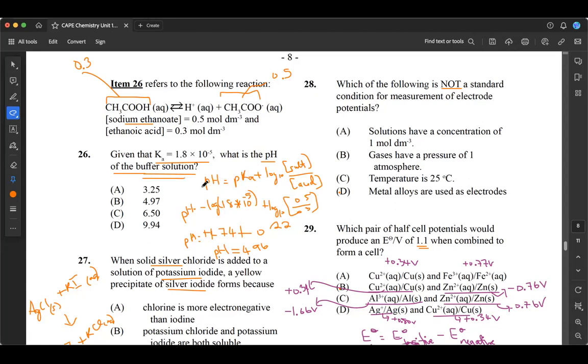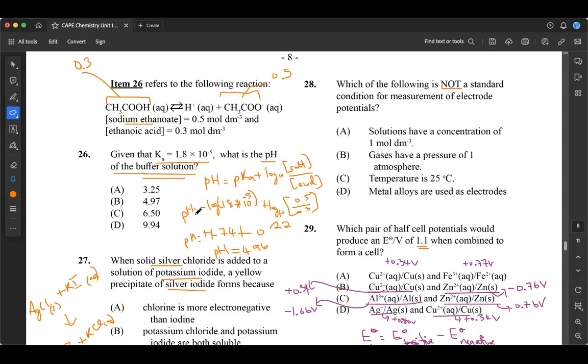And that just says that pH is equal to pKa plus the log to the base 10 of the concentration of your salt, which in this case would be your sodium ethanoate, over the concentration of your acid, which would be 0.3 mole per dm cube, right? So we're just gonna plug in the values that we have, right?